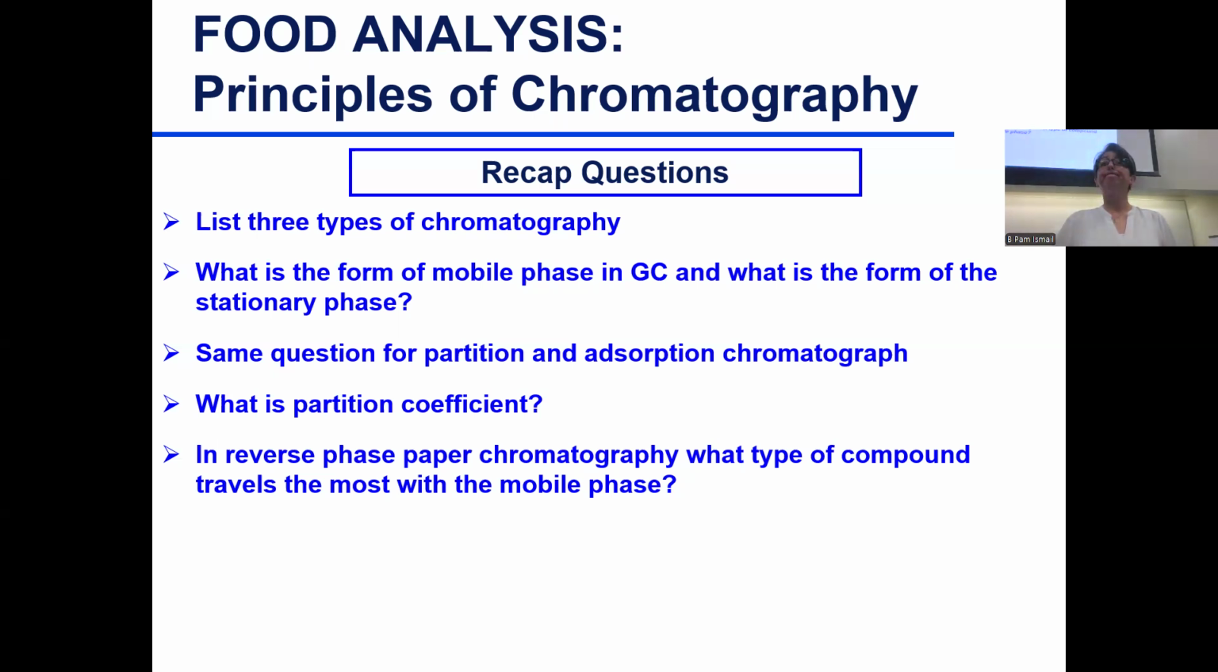Graham? Liquid and liquid. Thank you. Adsorption? Adsorb on something. Liquid and solid. Thank you. Yes. What is a partition coefficient?